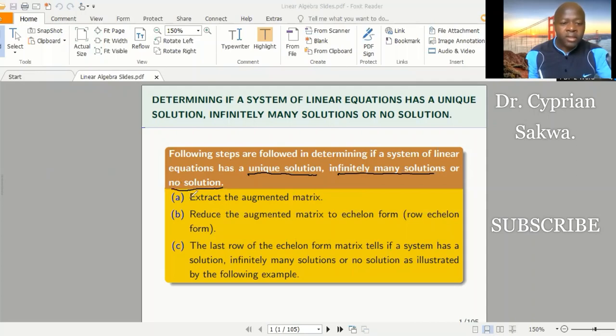What is important to us first is to extract the augmented matrix from the given system, and then reduce that augmented matrix to echelon form. And then with that echelon form of that augmented matrix, you look at the last row, and the last row will give us a lot of information about the nature of solution to the system. So the last row will tell us whether that system has one solution or whether it has infinitely many solutions or has no solution. So it's the last row of the echelon matrix that will be giving us a lot of information. Let's look at an example just to make this clear to us.